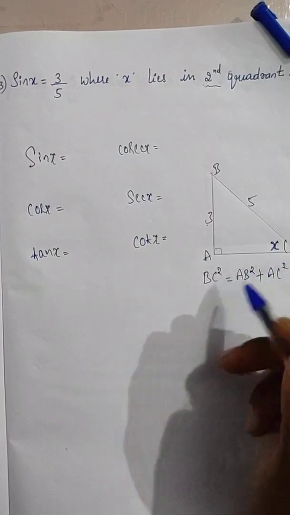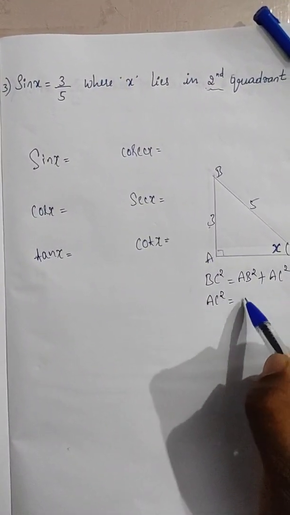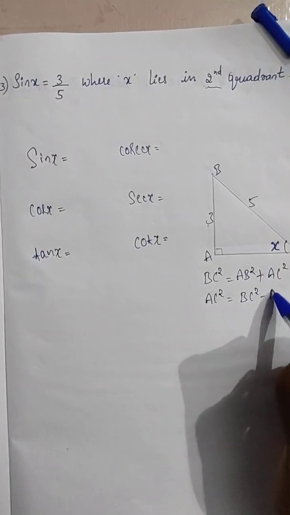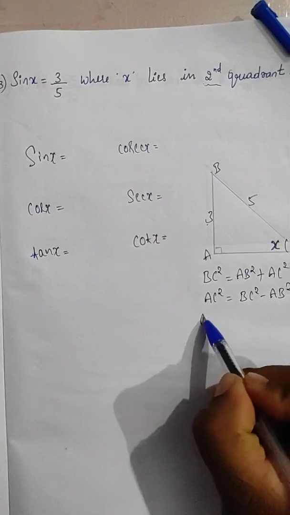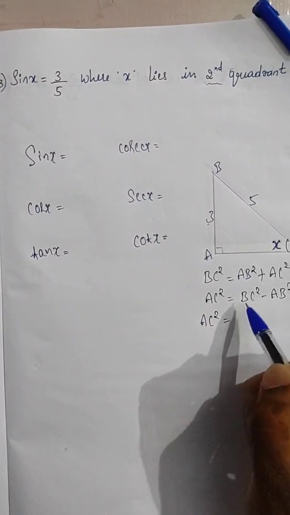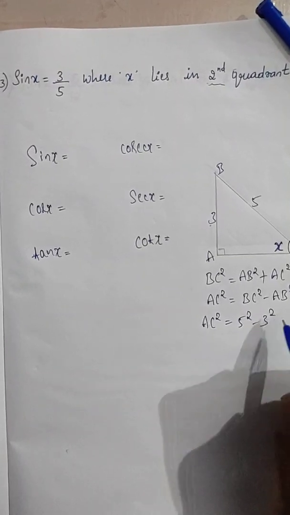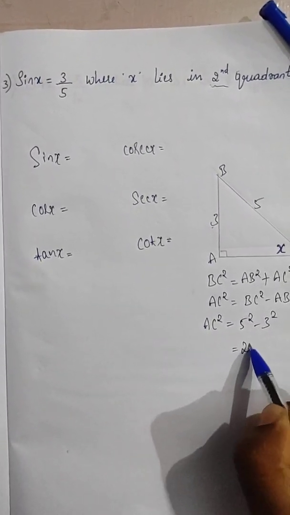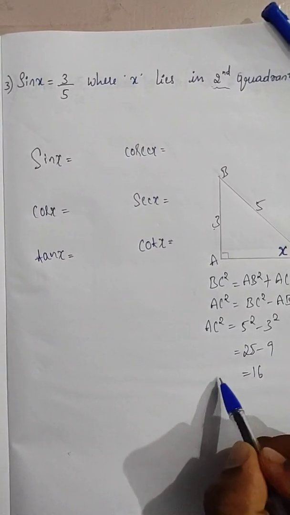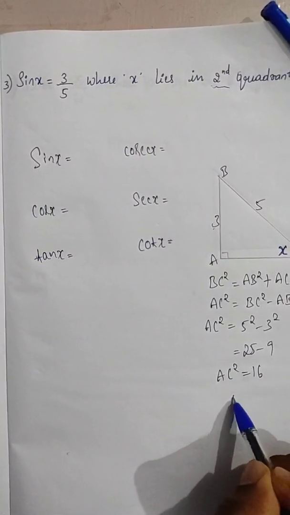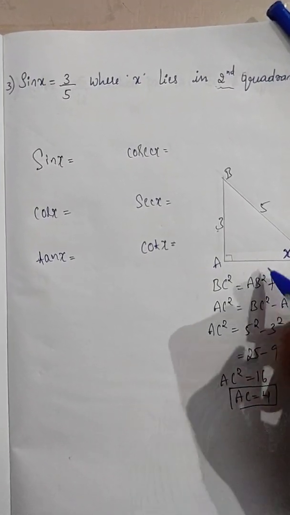Now you need AC, so keep AC on the left side and the other terms on the right side: AC square is equal to BC square minus AB square. BC is 5, so 5 square minus 3 square. 5 square is 25, 3 square is 9, 25 minus 9 is 16. AC square is equal to 16, so AC is 4. So this is the 4.